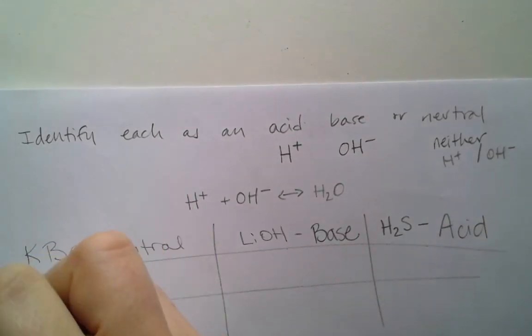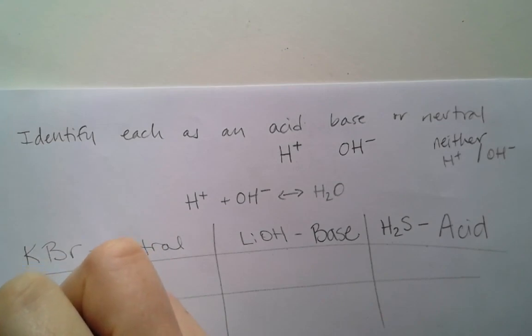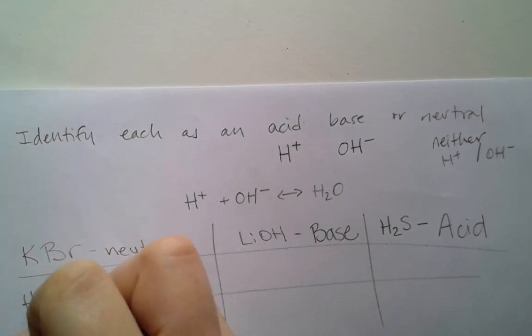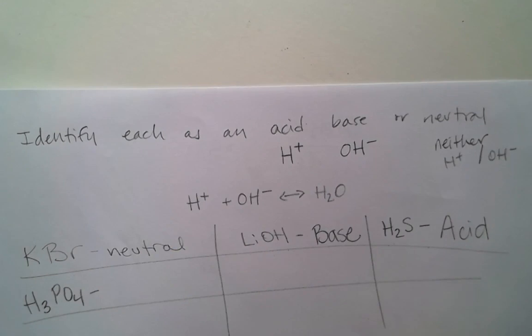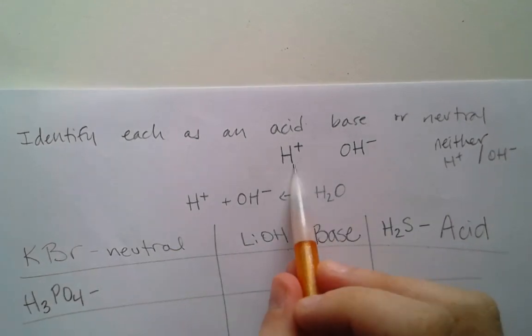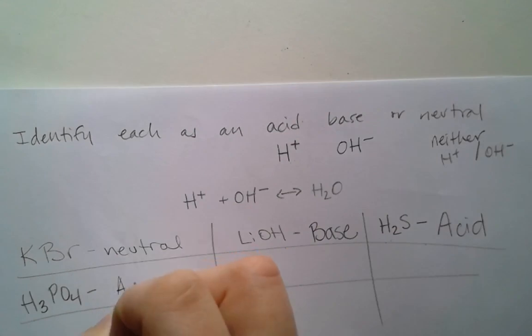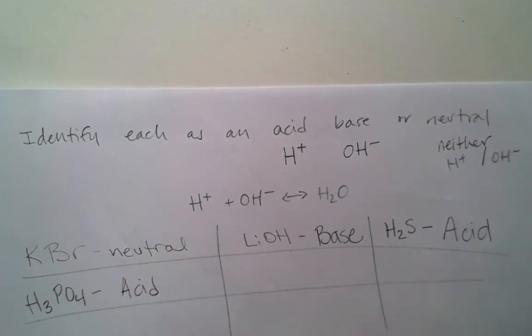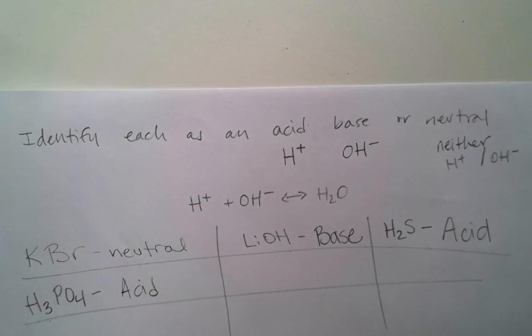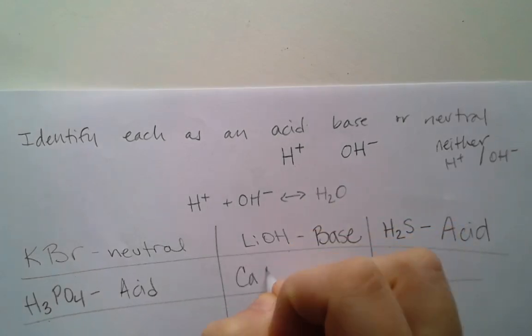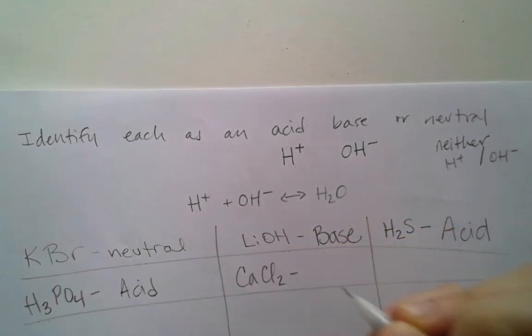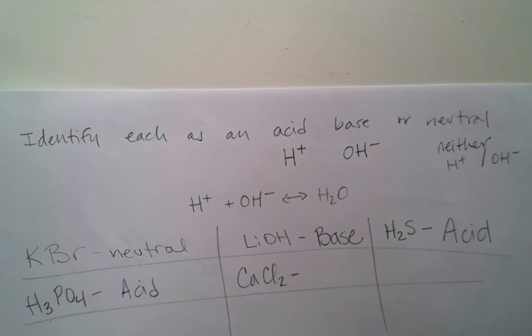How about this one? H3PO4. Does that start with an H? Yes, it does. It starts with an H. Must be an acid. Soon we'll say how many H's? 3 H's. Great. Next up, CaCl2, calcium chloride. Does that start with an H? No. Does it end with an OH? Nope.